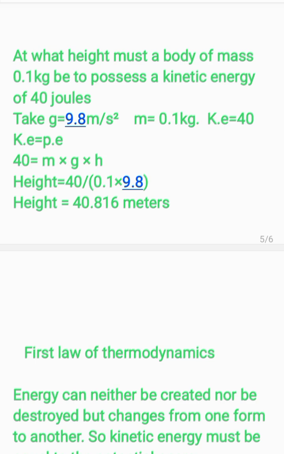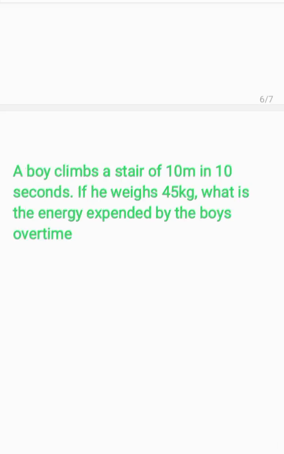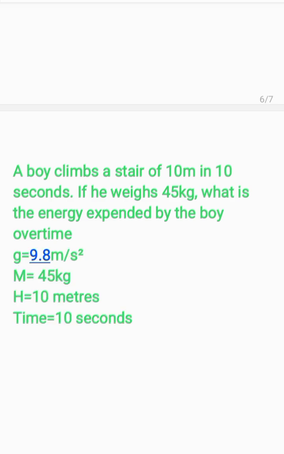Now we move on to questions pertaining to power. A boy climbs the stairs of 10 meters in 10 seconds. If he weighs 45 kilograms, what is the energy expended by the boy over time? Now, power is the energy expended over time, using g as 9.8 meters per second squared. The acceleration due to gravity is 9.8 meters per second squared, the mass of the boy is 45 kilograms, the height of the stairs is 10 meters, and the time it takes to climb the stairs is 10 seconds.